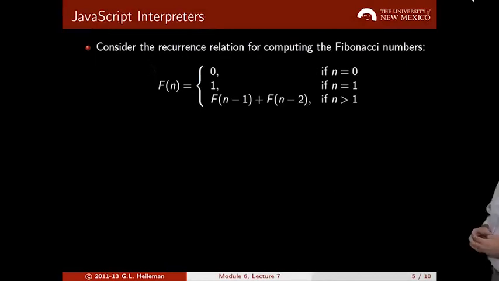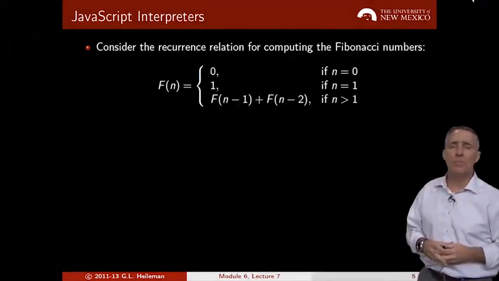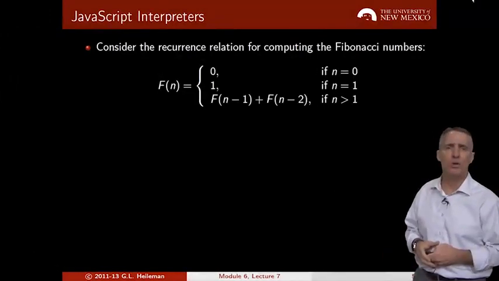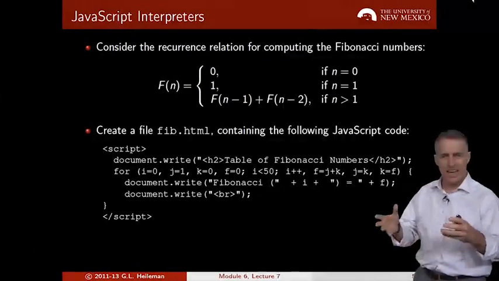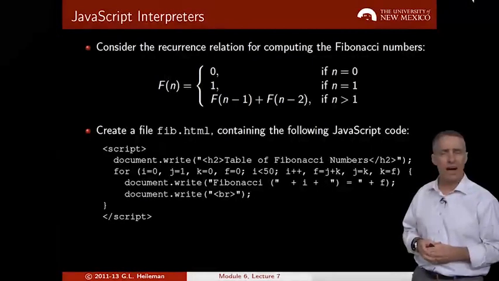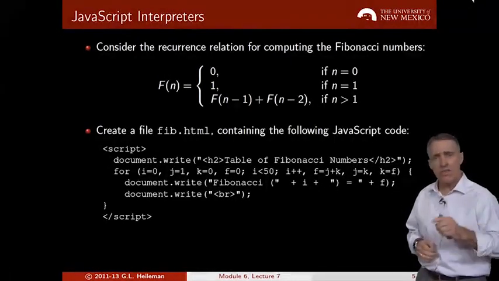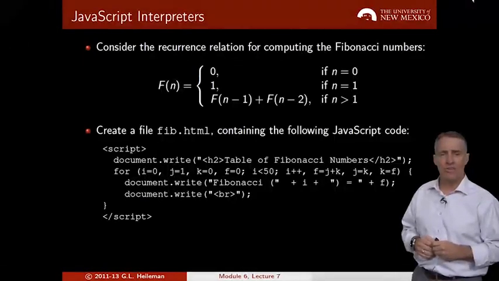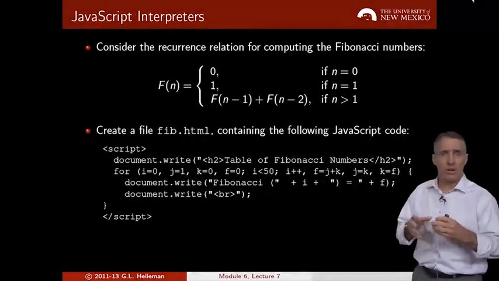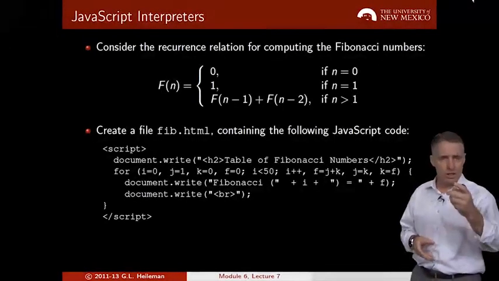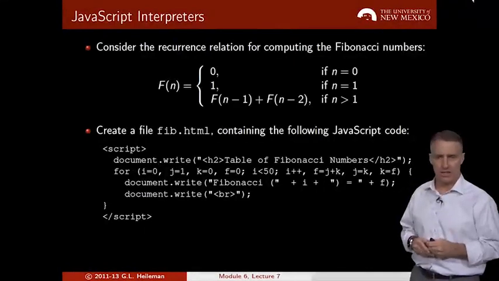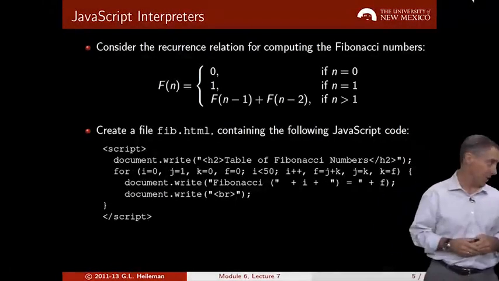We're going to take this function, these are the Fibonacci numbers, and we're going to compute them using a JavaScript function. And here's the function. So create a file on your machine called fib.html and write this code into it. If you do that and then open it up in your browser, it'll compute the Fibonacci numbers. So take a look at the code and see if you can understand what it's doing.